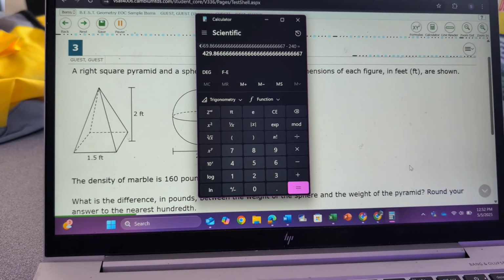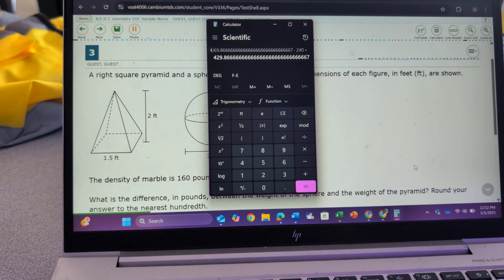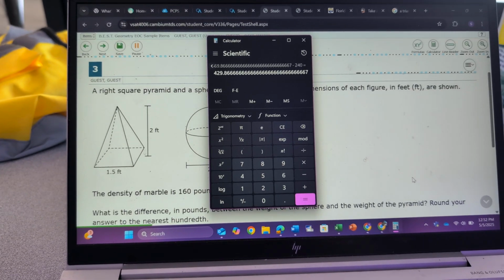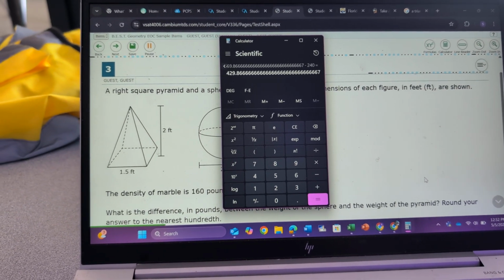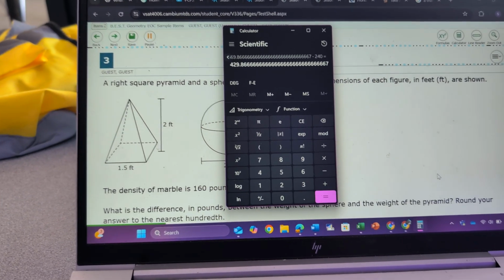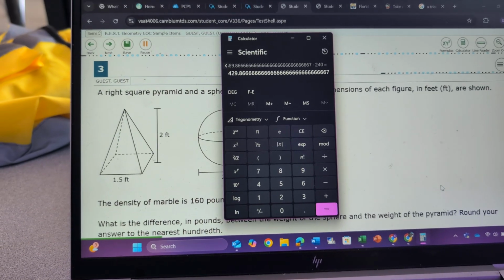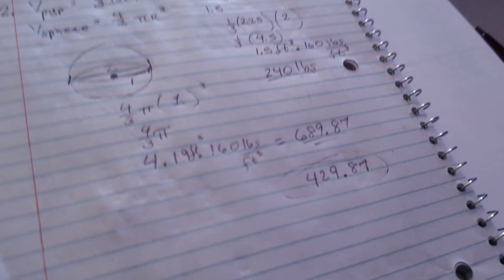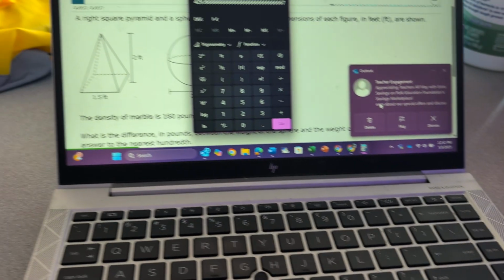So yeah, we want to use that hundredth. So it's 0.86, 87 actually. I wonder though if we use the pi button versus 3.14 if we would get something different. But this is my calculation, 429.87. I'll show it to you there as well.